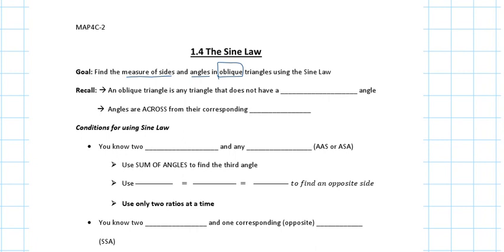So it's any triangle that does not have a 90-degree angle. And when I name my triangle, okay, so I have the triangle, let's say ABC.